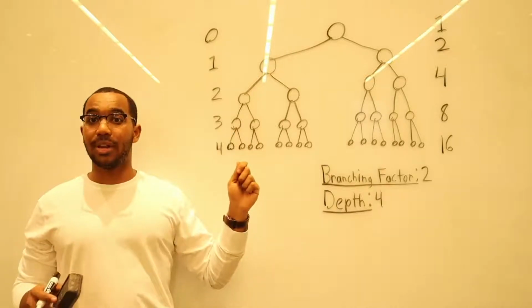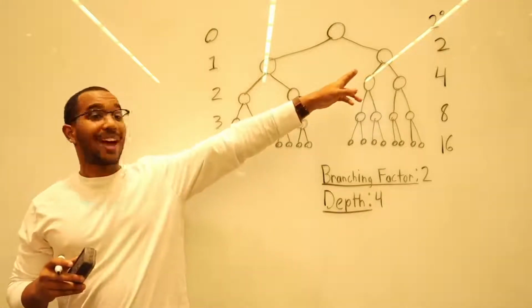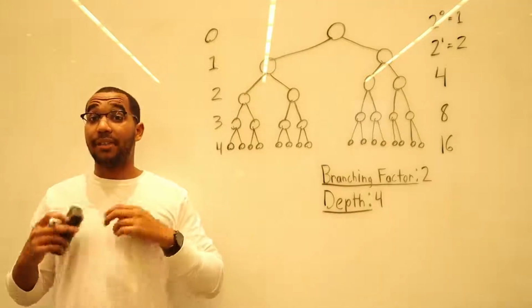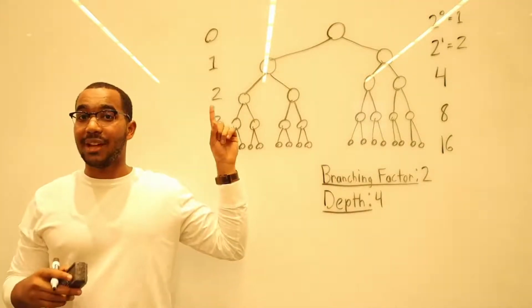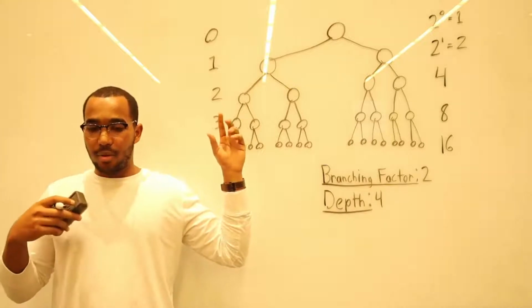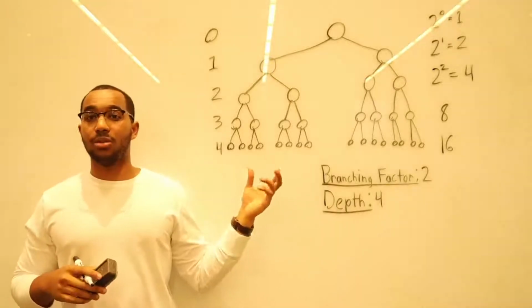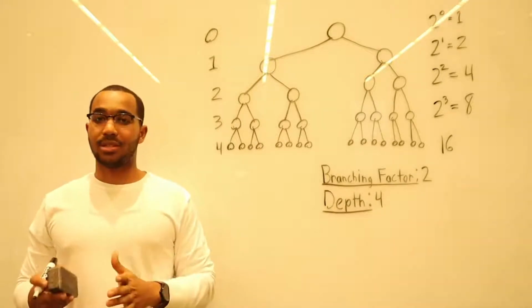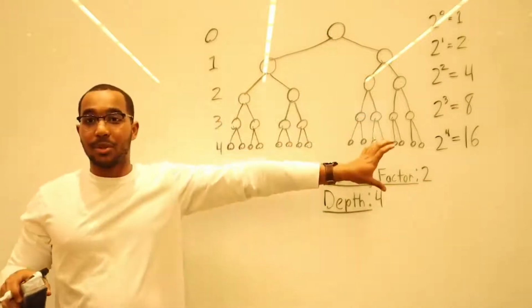2 to the 0 is 1. Branching factor to the 0 is 1. Branching factor to the 1 is 2. 2 to the 1 is 2. And then 4 is branching factor to this 2 because that's the second level. And we can just say 2 squared equals 4. And then continue on, 2 to the third is 8. And then continue on, 2 to the 4 is 16. All we did was we rewrote everything in terms of these numbers over here.